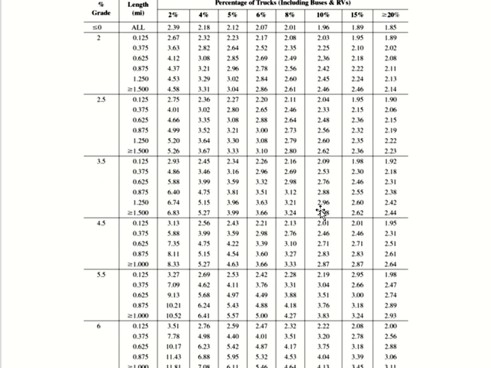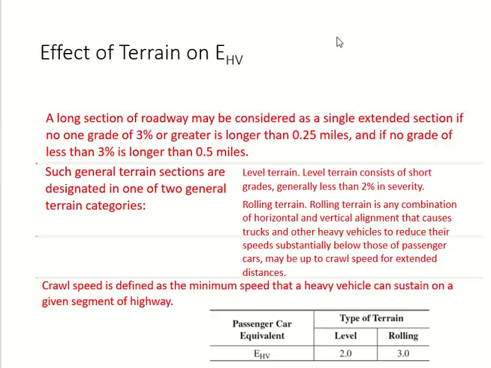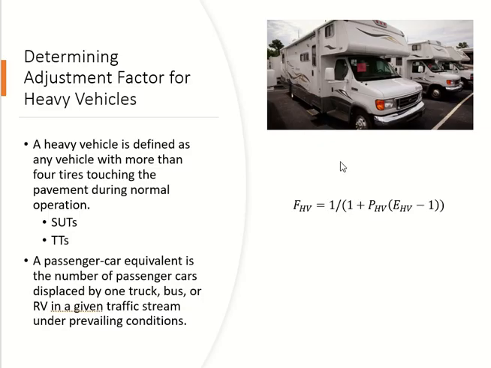The first line. Less than 0. All negative gradients, first line. So at 10% heavy vehicles, I have 1.96. So this is for up and this is for down. For up 2.96, for down 1.96. So give me the FHV for upward and downward.